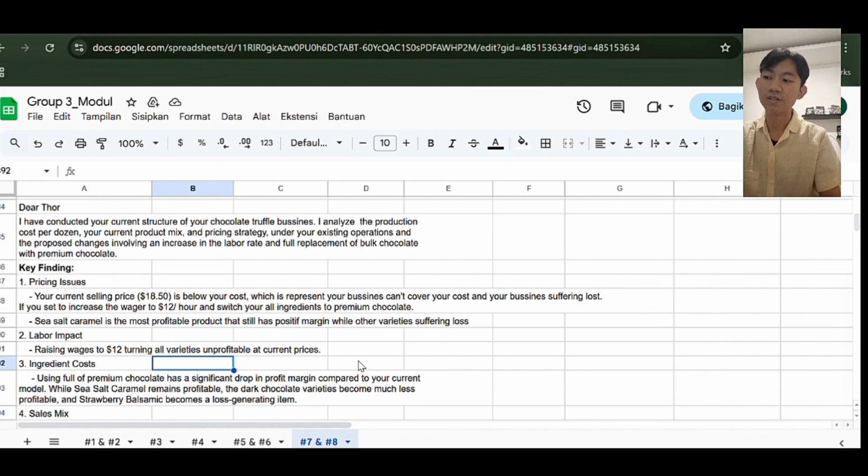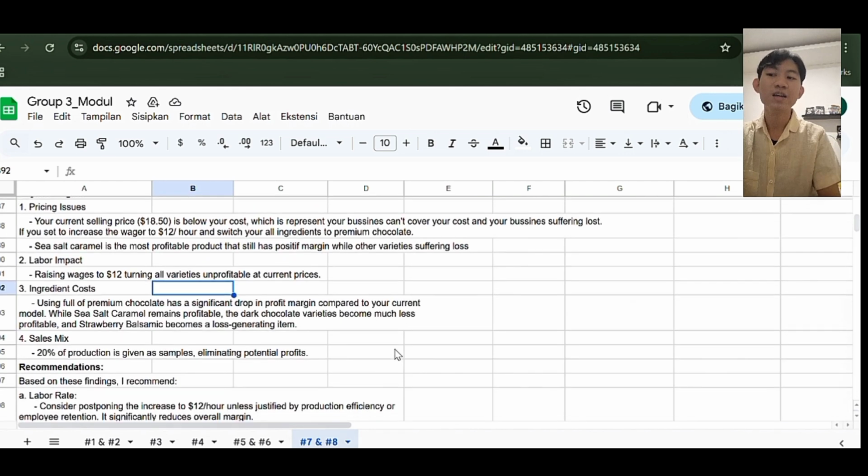And on ingredient cost, what we found is that using full premium chocolate has a significant drop in profit margin compared to your current model, while sea salt caramel remains profitable. The dark chocolate varieties become much less profitable and strawberry balsamic becomes a loss-generating item. And on the sales mix, 20% of production is given as samples, and that eliminates Tor's potential profit of 20%.